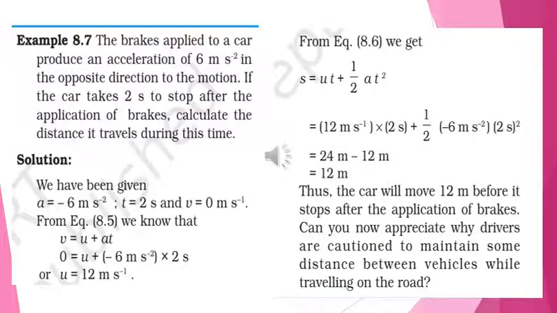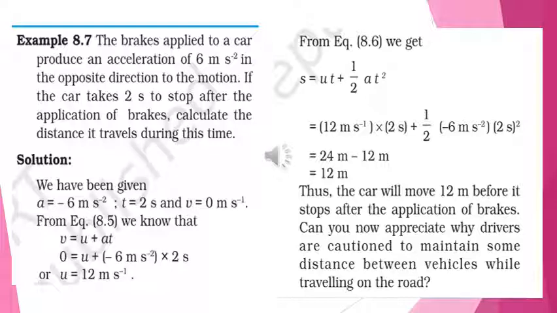In the third question we will see: the brake applied to a car produces an acceleration of 6 meter per second square in the opposite direction to the motion. If the car takes 2 seconds to stop after the application of the brakes, calculate the distance it travels during this time. So this question is a little bit different. You have to see we have been given acceleration as minus 6 meter per second square. Why are we taking minus? Because it is given opposite to the direction of the motion. Therefore the minus sign is there.